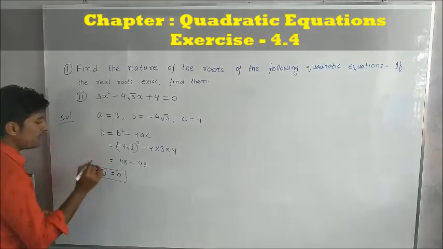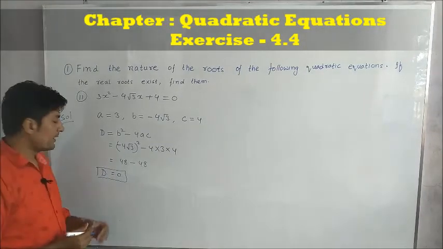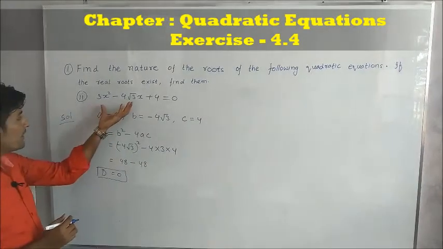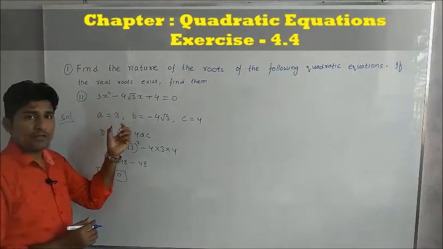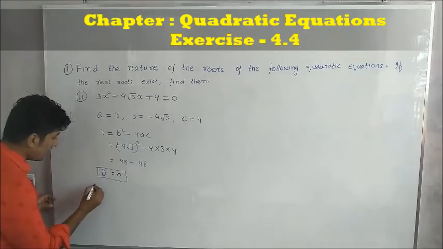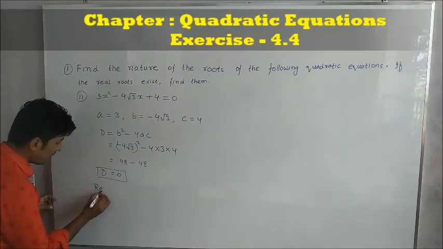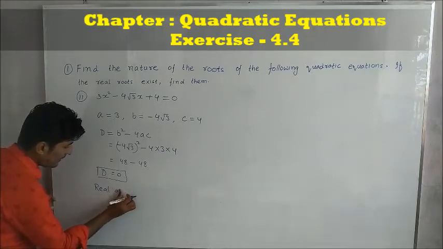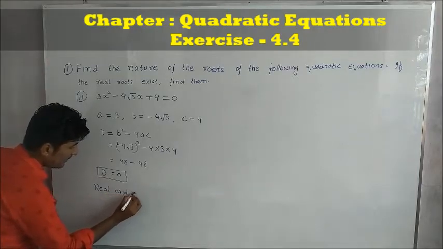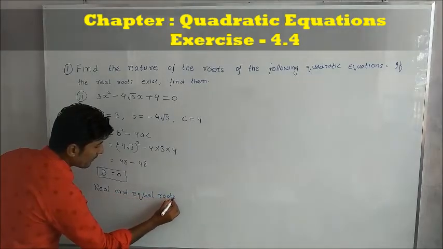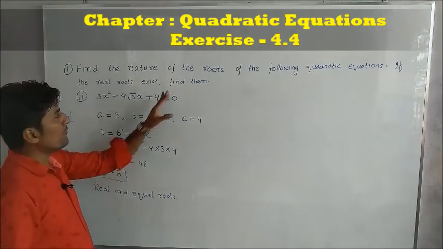Here we have d is equal to 0. Since the value of d is equal to 0, hence the given quadratic equation will have real and equal roots. So the roots are real and equal. Now the second part of the question, we have to find them.